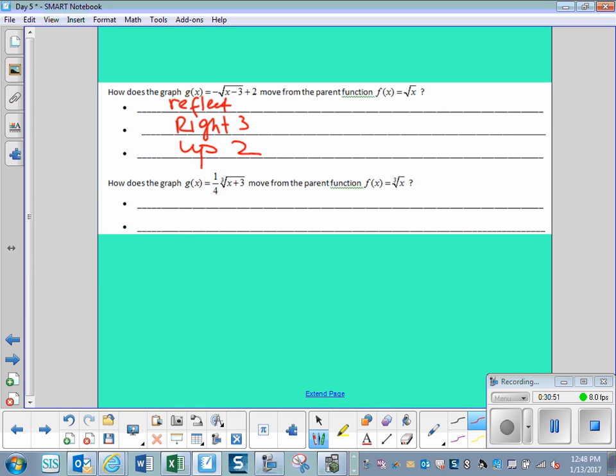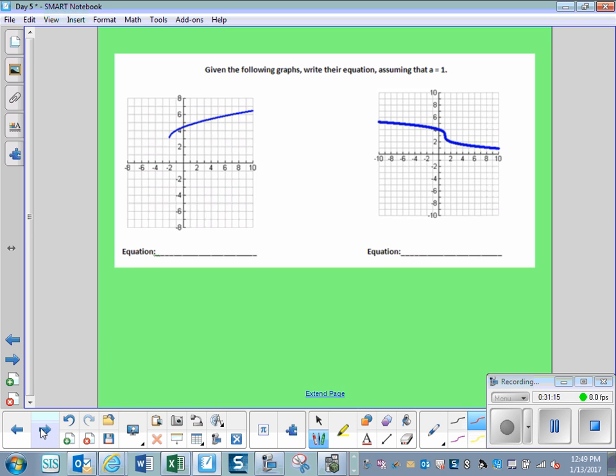Next one. 1/4 third root of x plus 3. Amar, what are my transformations? Compress. Left 3. That's right. Okay, next problem.